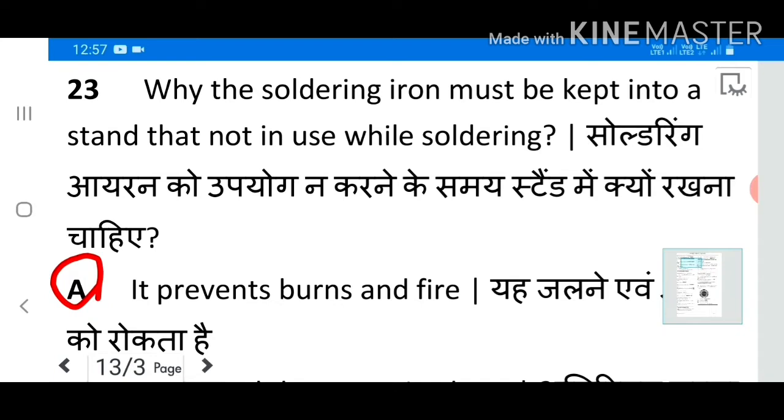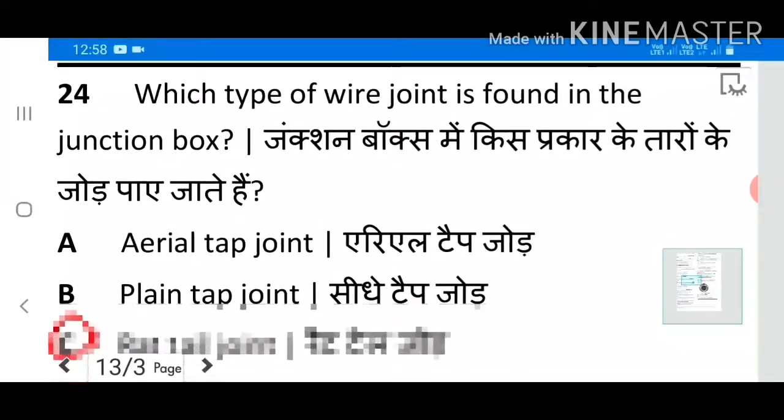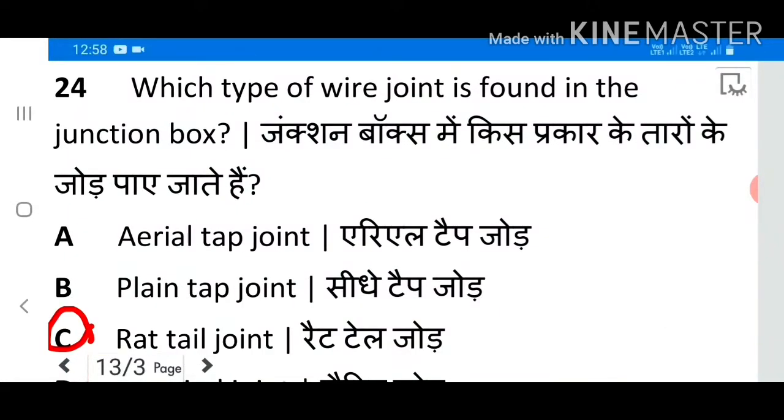23. Why the soldering iron must be kept into a stand when not in use while soldering? Answer A. It prevents burns and fire. 24. Which type of wire joint is found in the junction box? Answer C. Rat tail joint.